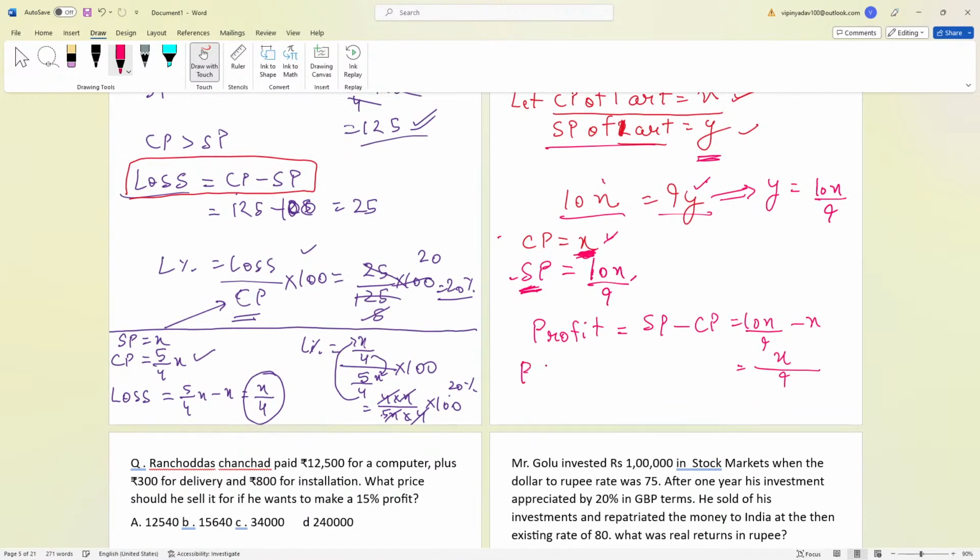Now profit percent formula, that is profit upon cost price into 100. Acha, why am I writing these formulas? When we will be solving the final answers, whenever we are going to calculate, at that time we don't have to write this cost price, selling price. Just write CP, SP, X, Y, condition, and directly write the profit. Don't write the formula. Okay, directly write this part upon this part.